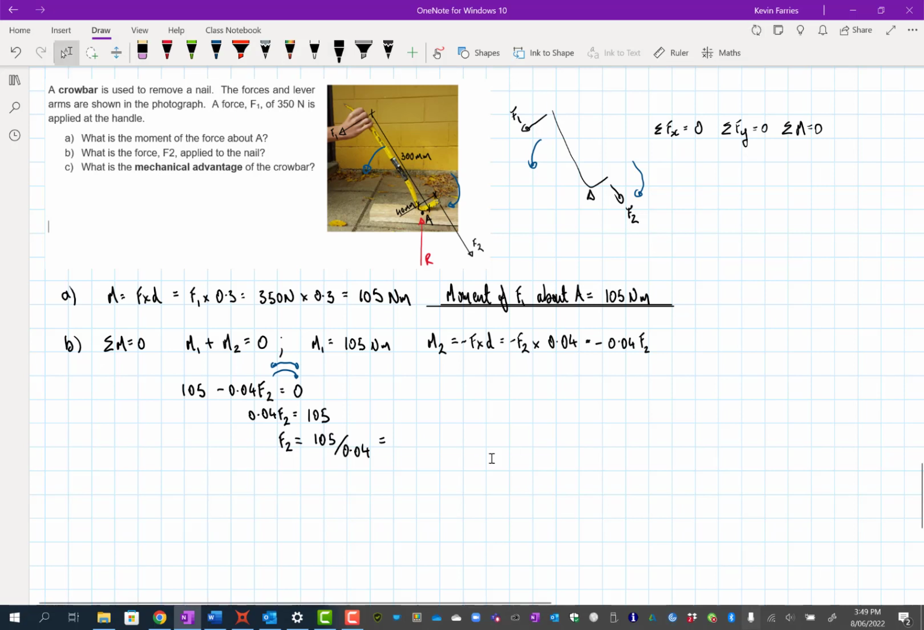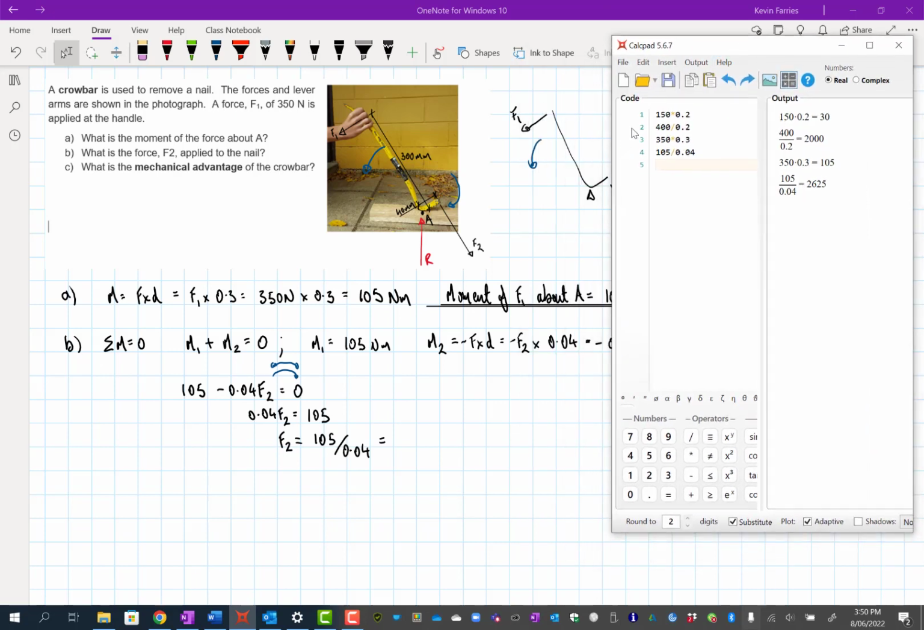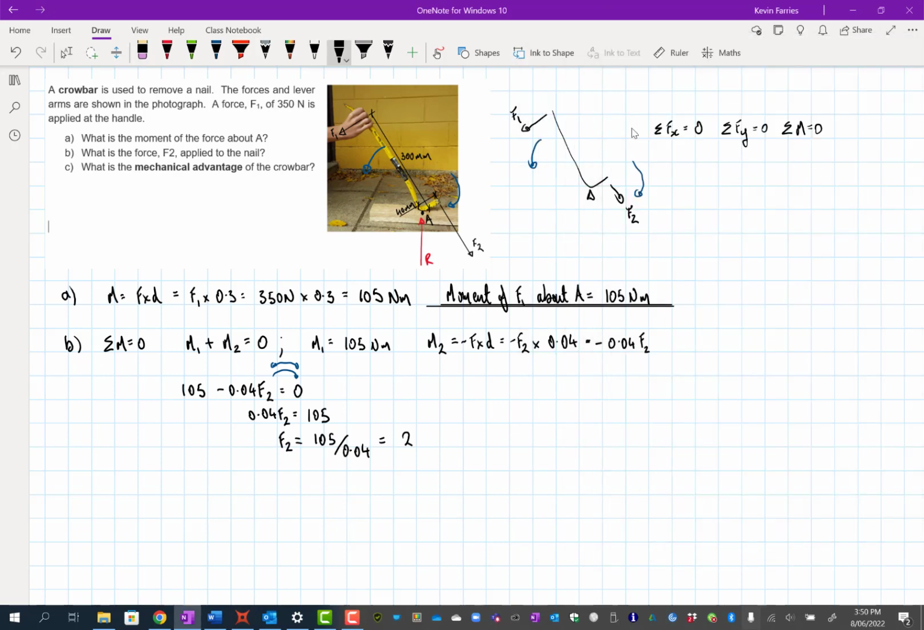that one I'm not so good at doing in my head. 10th would be 0.1, so a 20th of that. Roughly speaking, it's going to be somewhere near times by 20. So it's going to be 2000 or something. Let's have a look. 105 divided by 0.04. So 2625.